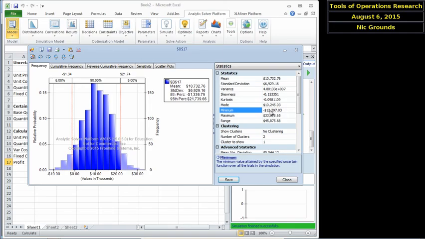Okay? Best case, highest profit, maximum, we made $33,578.65. Okay? So those are just some of the very basic results you could read off of this graph and these statistics. Expected value, average value, minimum and maximum, which would be your sort of best and worst case.